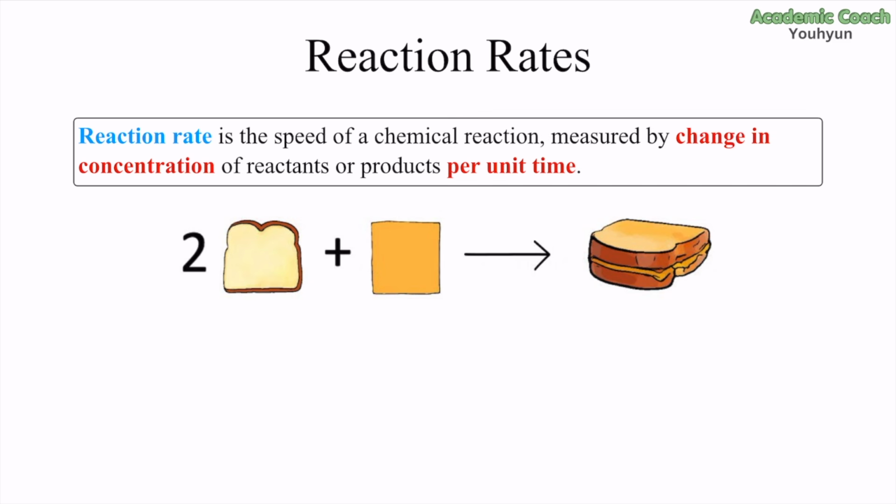Let's get started from the definition of reaction rate. Reaction rate is basically how fast a chemical reaction occurs, and it's measured by change in the concentration of either reactants or products per unit time. Let's say I'm going to make a grilled cheese sandwich using 2 pieces of bread and 1 piece of cheddar cheese, and it takes me about 5 minutes to make this one grilled cheese. Then there are multiple ways for me to represent how fast I can make this grilled cheese.